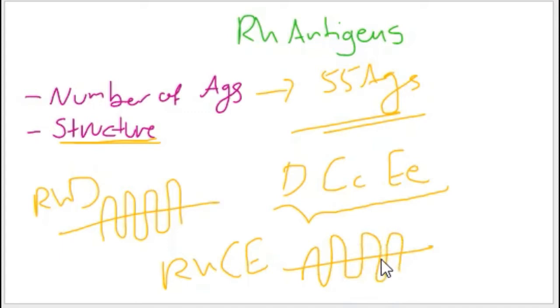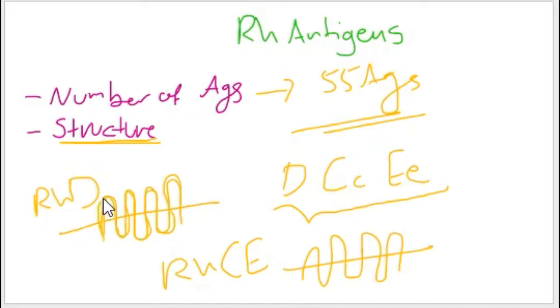RH antigens are different from ABO antigens. ABO antigens are present not only on red blood cells, but on many other cells. ABO antigens are also present in soluble form in plasma, for example. Also, they are present on many tissues. However, RH antigens are present only on red blood cells.